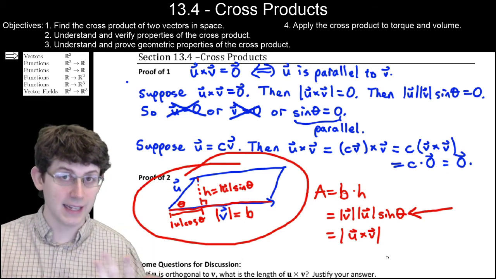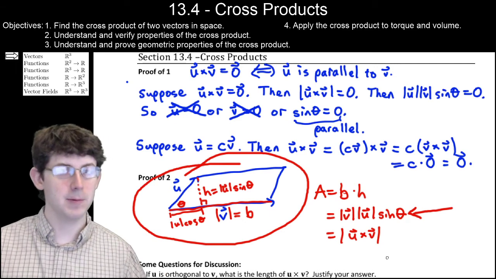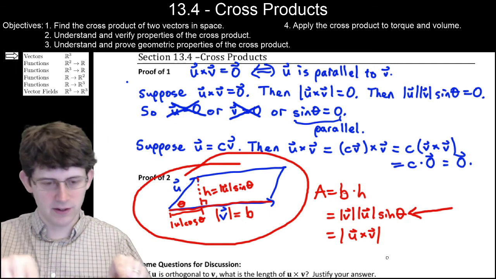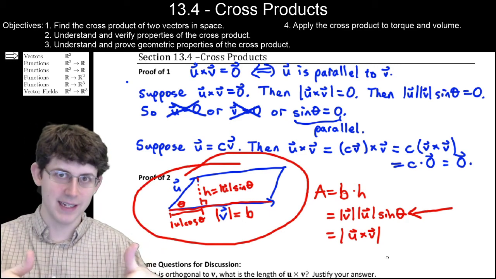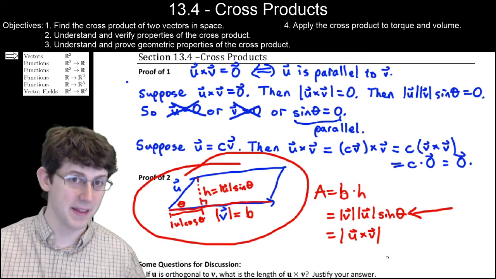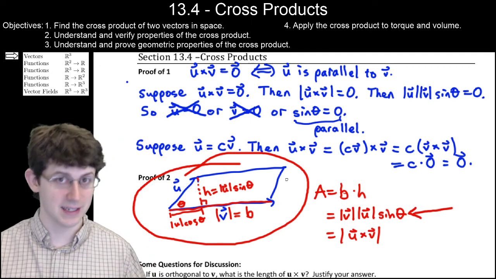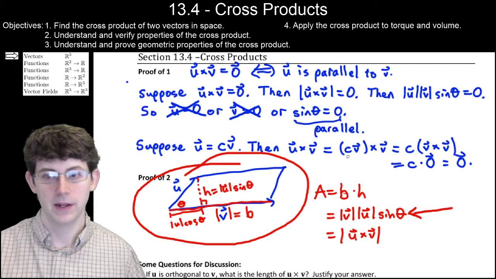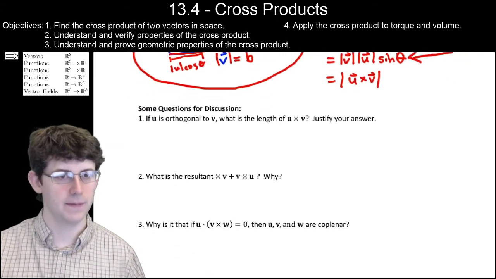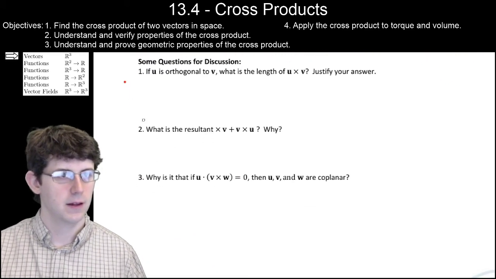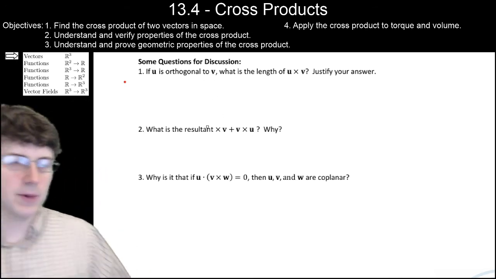When it comes to actually calculating the cross product, you're probably not going to draw the two vectors, draw a parallelogram, and find the area. Instead, you need some algebra method to find them, and that's what that determinant stuff was for. So hopefully you get to practice all those in the homework. Okay, let's do a couple of questions.